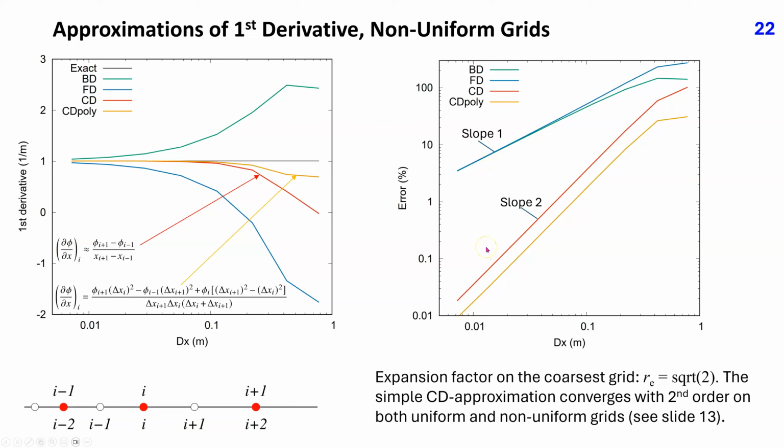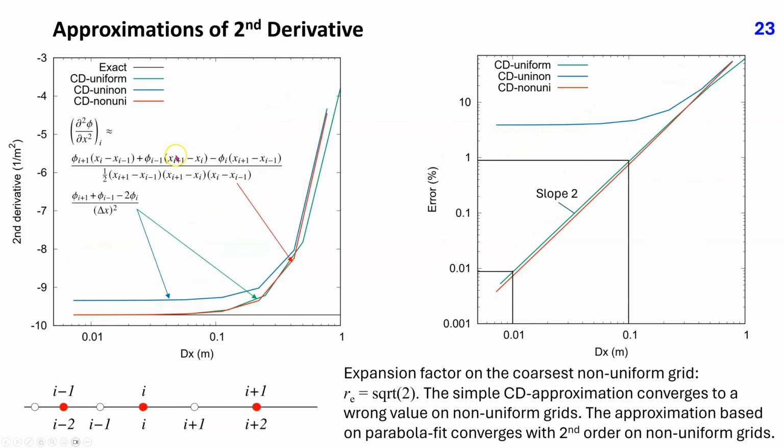This numerical experiment confirms the analytical analysis from slides 13 and 14, showing that the simple central difference approximation is converging with second order on both uniform and non-uniform grids. The experiment also shows that the more sophisticated approximation, which takes the grid non-uniformity into account, does lead to a slightly more accurate solution on every grid, but the rate of error reduction is the same as in the case of the simple approximation. Let us now check the order of approximations of the second derivative.